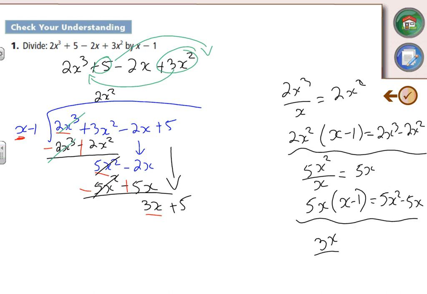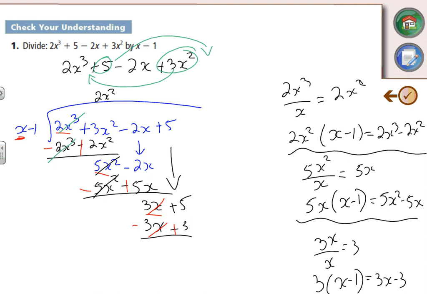3x divided by the x leaves us with 3. Multiply by the whole divisor now. Write it underneath. I'm hoping that some of you can do it without having to write all the stuff on the side now. You should be able to cut out some steps for yourself. Speed it up. Oh, got to change the signs.